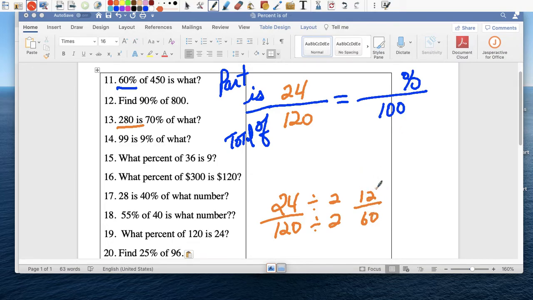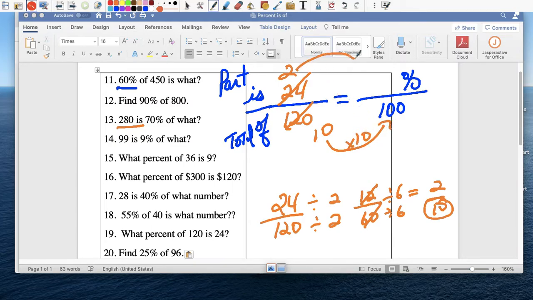So let's divide by 6. 24 divided by 6 is 4, no, sorry, 24 divided by 6 is 2... 120 divided by 6 is 20. So now 10 is a nice number. It's un buen número. We're going to change that to 2. Change that to 10. How does 10 become 100? Times 10. So here, times 10 también, 2 por 10. And that's 20%.